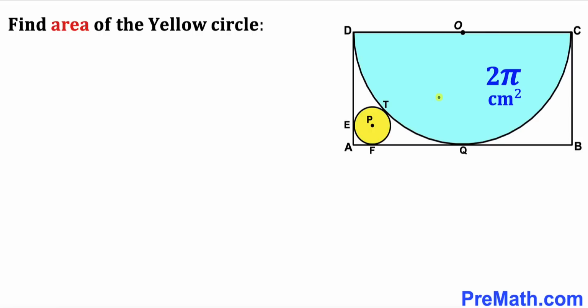Welcome to PreMath. In this video, we have got this blue semicircle along with this yellow circle fully inscribed in a rectangle ABCD, as you can see in this diagram, such that this blue semicircle is tangent to this yellow circle at this point T. And furthermore, the area of this blue semicircle is 2 pi centimeter square. And now we are going to calculate the area of this tiny yellow circle.